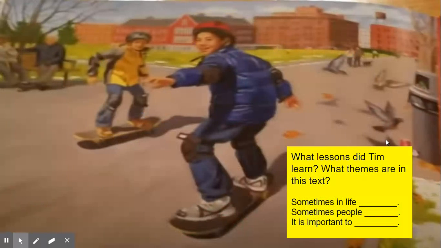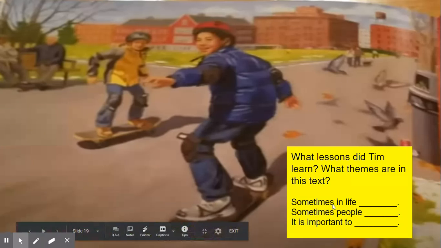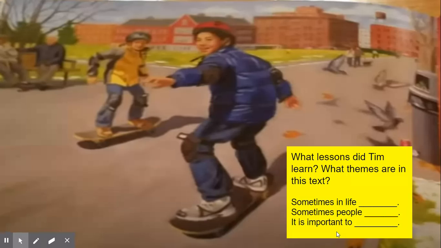And that was The Can Man by Laura E. Williams. So now you're going to go back to your whiteboard and fill in what lessons Tim learned. What are some themes from this text? You might use some sentence stems like, "Sometimes in life, sometimes people..." or "It is important to..." And remember that the theme isn't just specific to this book. It's something that we can apply to our lives too. So we're going to pause and give you a minute to do that.